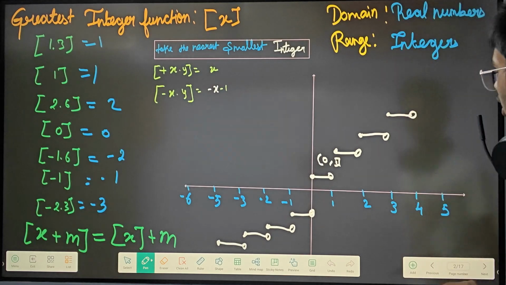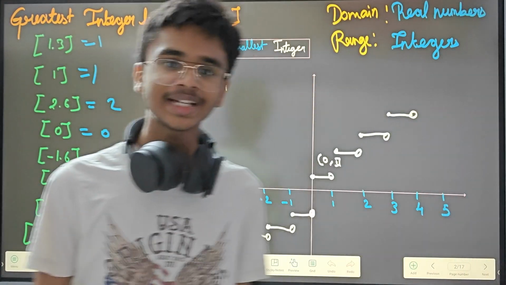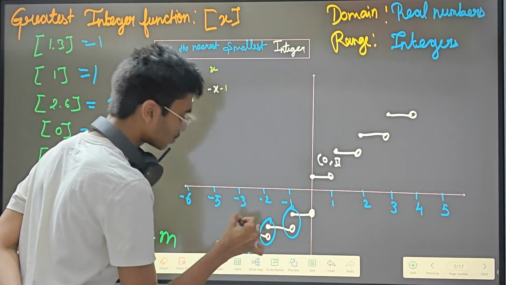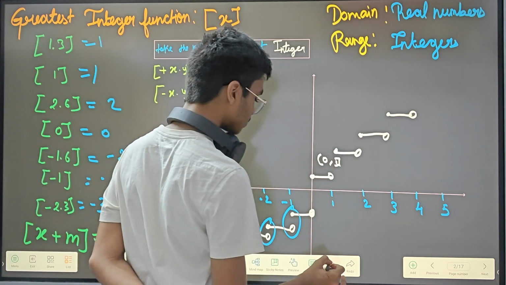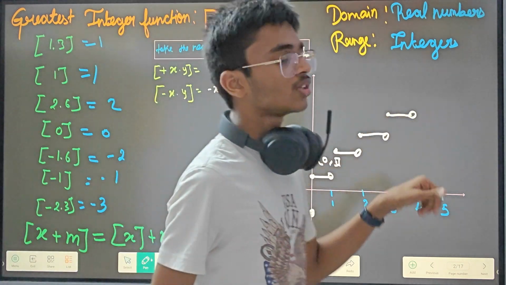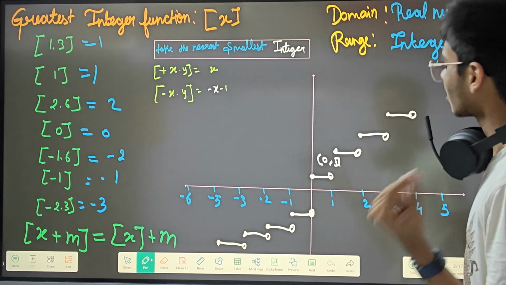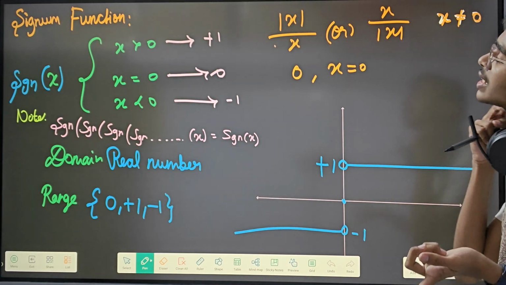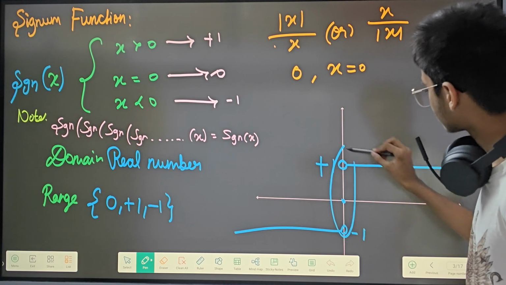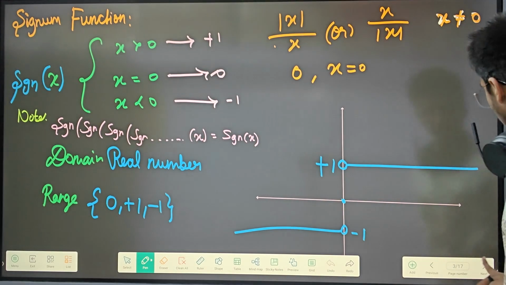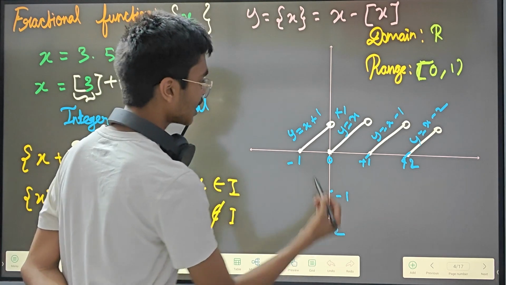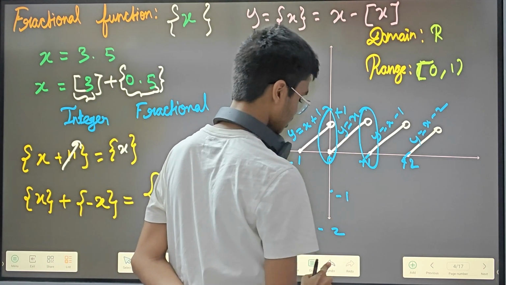Next is the greatest integer function. You can see here that it is discontinuous. At this point, at this point, at all these points, at every integer, it is discontinuous. Not every point, don't worry, I will explain that. Next is the signum function. You can see here that it is discontinuous exactly at 0. Here also it is discontinuous at integers.